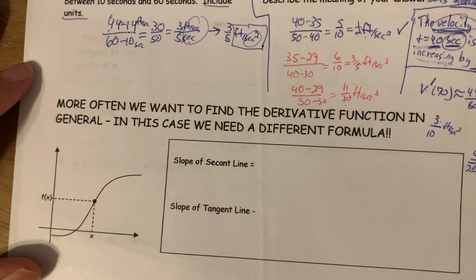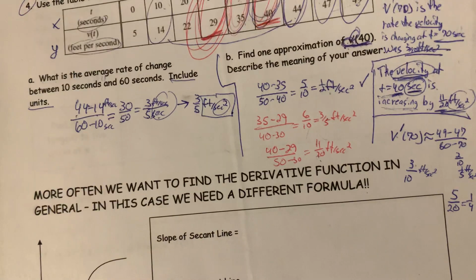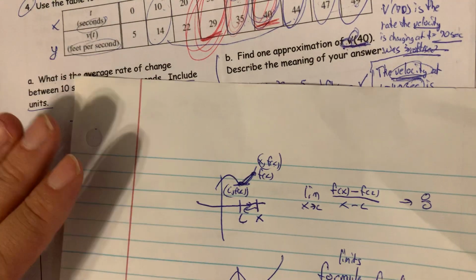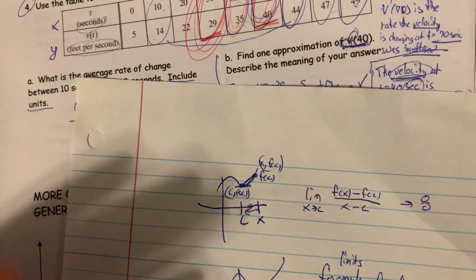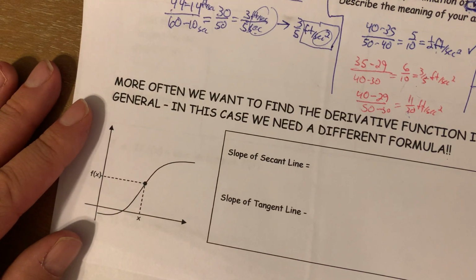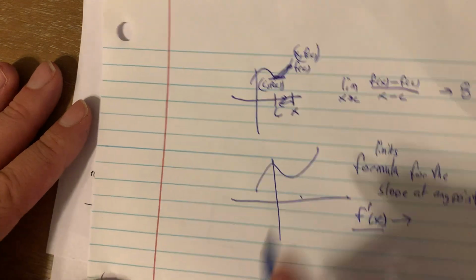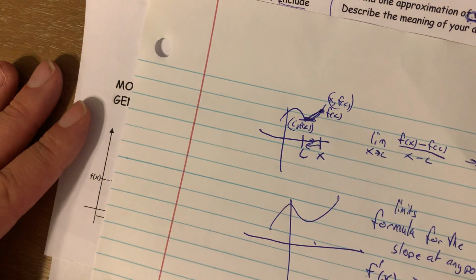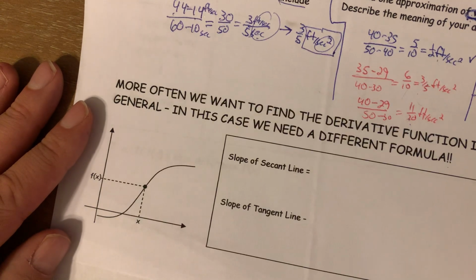Okay, so last class, we learned how to find the derivative at a point. Now we're getting into our major concept for the day. And the concept for today is instead of having a point, we want to find a formula for what the slope is at every point.